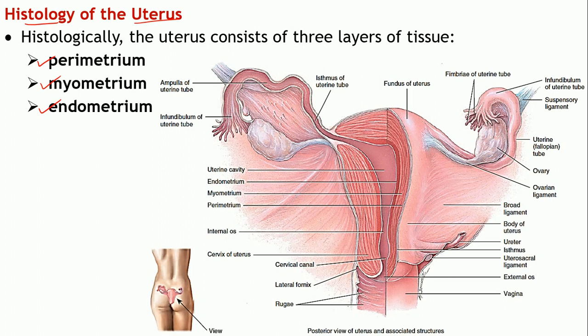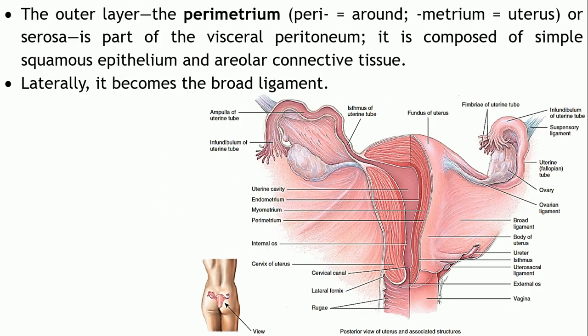As you can see, this is the perimetrium, the middle layer is the myometrium, and the innermost layer, a little bit dark in color, is the endometrium. The names also imply the position of these layers, right? So the outer layer is the perimetrium. Peri means around and metrium means uterus, or this is also known as serosa. Serosa means it's actually a part of the visceral peritoneum which covers the uterus. It is composed of simple squamous epithelium and areolar connective tissue.